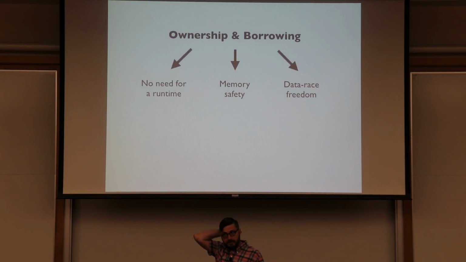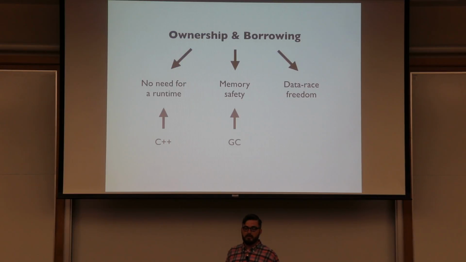Right, so just to summarize all of that, ownership and borrowing is really the most important innovation in Rust. And it implies that you don't need a runtime, you get this low-level control, which is something that you get from C++. It gives you memory safety, right? So you don't get use after free, dangling pointers, stuff like that.